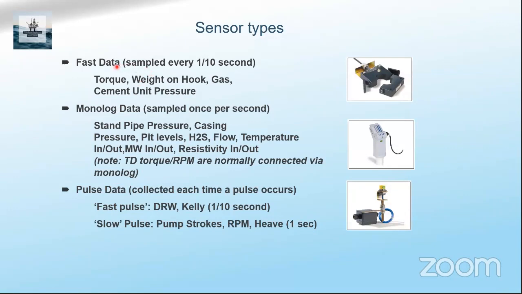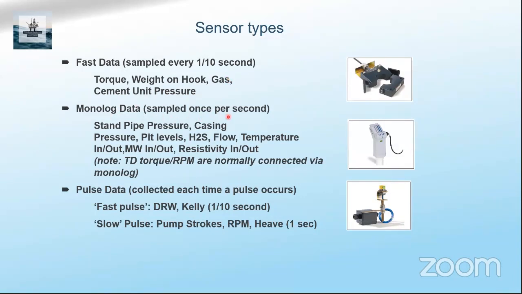Fast data means the signals come 10 times in a second, one every 1/10 of a second. So in 1 second, 10 signals come. This is very fast. These are very important parameters like torque, which just come and go, the weight on hook, then the gas, total gas, and cementing unit pressure. So these are considered fast data.